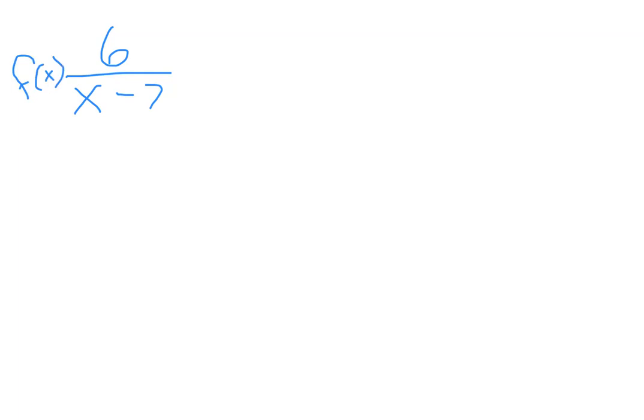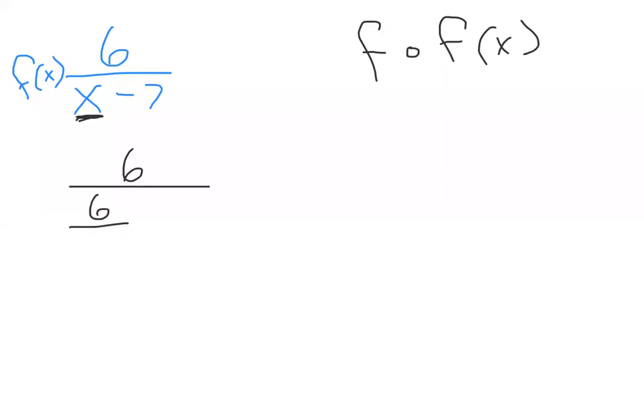All right. The problem you asked about was f of f, meaning we're going to take the f function and plug it back into itself wherever you see the x. So this becomes 6 over x minus 7 minus 7. Now, to get rid of that oddball denominator right here, we need to multiply each piece.